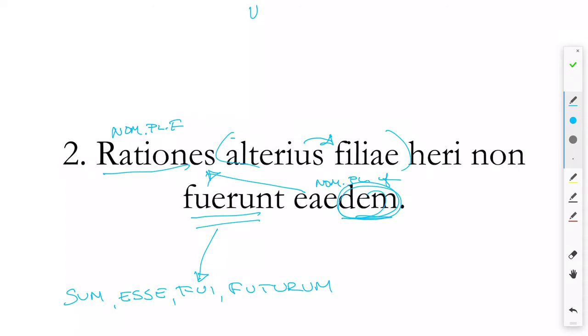Alterius is one of your unus nauta words, which is why the genitive singular is an ius. The reasons of the other daughter yesterday were not the same.